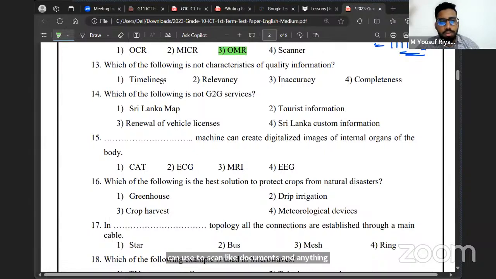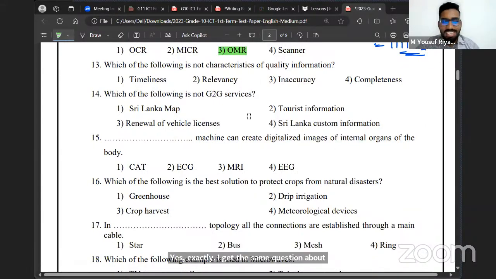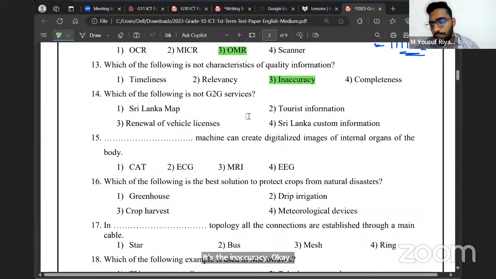Which of the following is not a characteristic of quality of information? I gave the same question in the worksheet. What is not a characteristic? Yes, it's the inaccuracy, because information has to be always accurate. Completeness is correct, relevance is correct, timeliness is correct. Inaccuracy is the answer here.